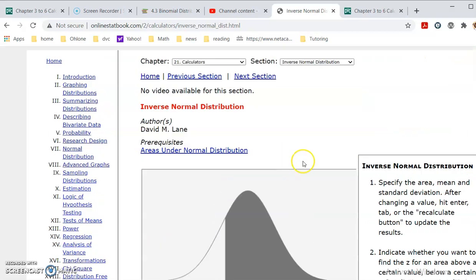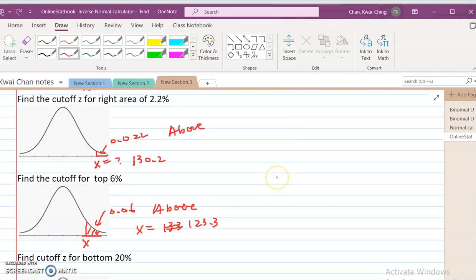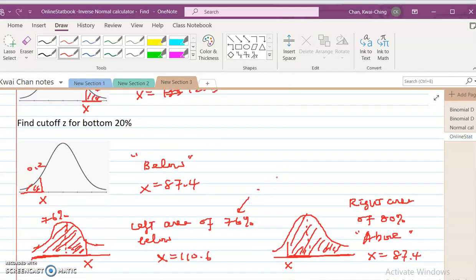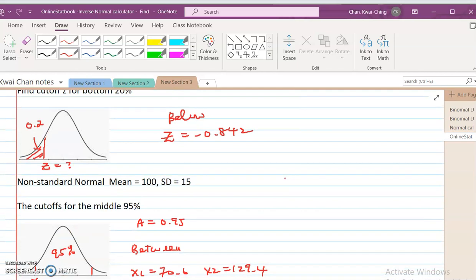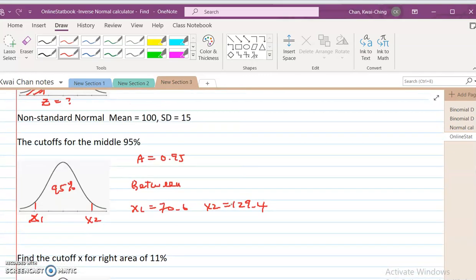So that's how you use the inverse normal calculator. Don't confuse this with the normal calculator, which is used to find probability. The inverse normal calculator is used to find the cutoff value. Sometimes they give you left area, sometimes they give you right area, and sometimes they give you the in-between area also. Okay, so that's all.